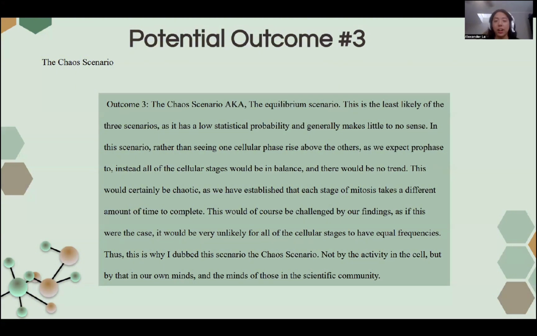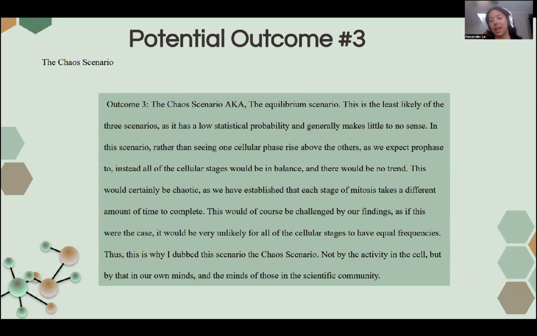Now, in this scenario, rather than seeing one cellular phase rise above the others, due to the increased sample size, as mentioned before, we're allowed to get a deeper look and an increased look. And instead, we see, rather than prophase as we expect, all of the cellular stages having equal frequency and thus equal balance, and there would be no trend.